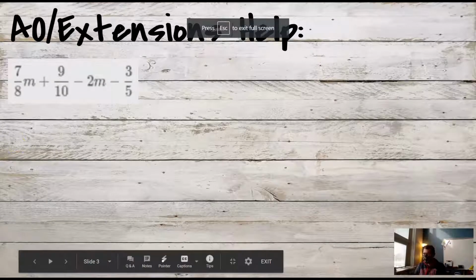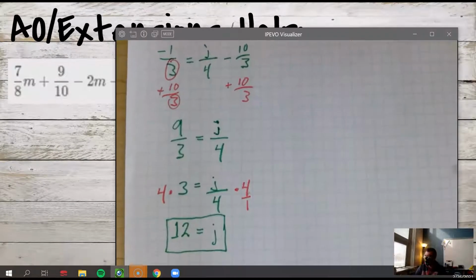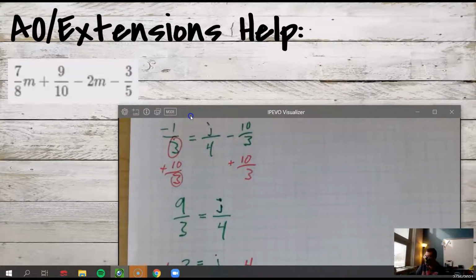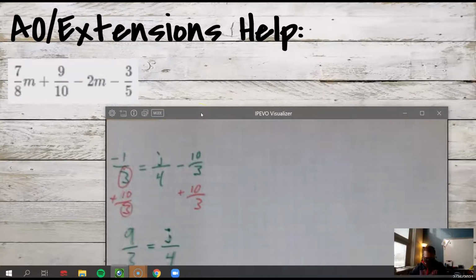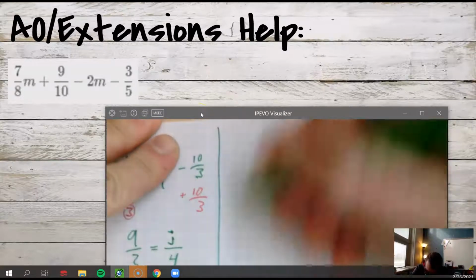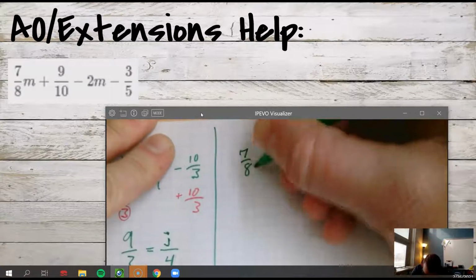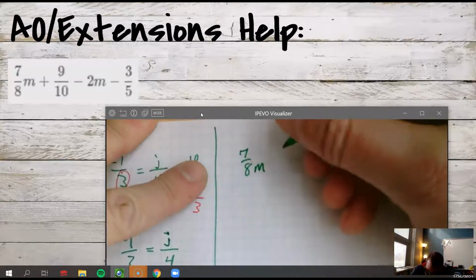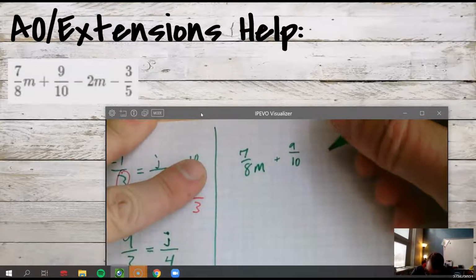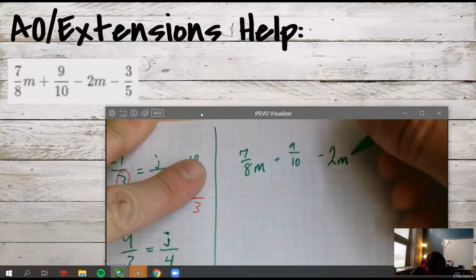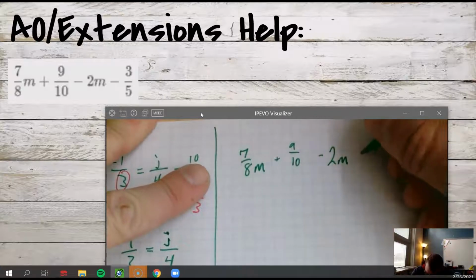Alright, so again, I'm going to start by copying this out onto my paper, like the whole thing. I don't skip any steps. So, 7/8 m, 9/10. I'm going to leave some space as I copy this too, because I might think about denominators and things like that.